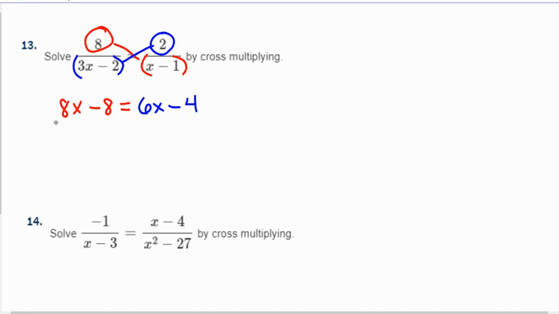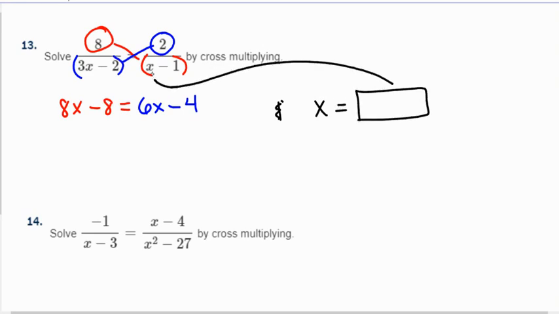And again, this is a much simpler equation. It's a linear equation. You're going to get one solution. Just make sure that the one solution that you get, x equals whatever that solution is, make sure that it doesn't cause x minus 1 to equal 0 and make sure that it doesn't cause 3x minus 2 to equal 0.